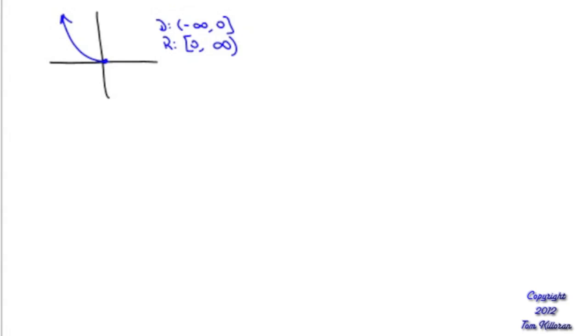All right, so when we find its inverse, its domain is going to be 0 to infinity because it was the range up here. And its range is going to be negative infinity to 0, because the domain and range just flip. Okay.